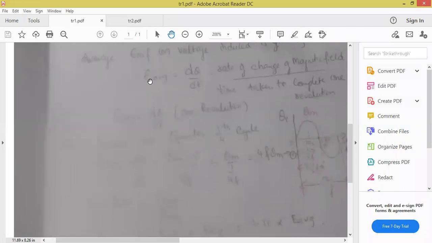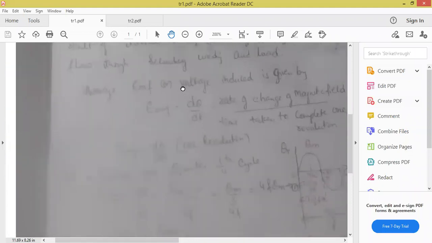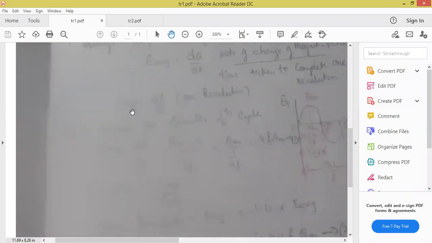Please make a note. E average equal to d phi by dt. This is the formula you have to remember to start the derivation. The above statement I have given only for your understanding. In the examination, if you want to start, you can start directly from the formula. Average voltage in a transformer is equal to d phi by dt, because voltage is created only by the rate of change of magnetic field. Therefore, we write E average equal to d phi by dt. Why are we writing average? Because we are using n number of turns, so we use the words on an average. So E average equal to d phi by dt during one revolution.